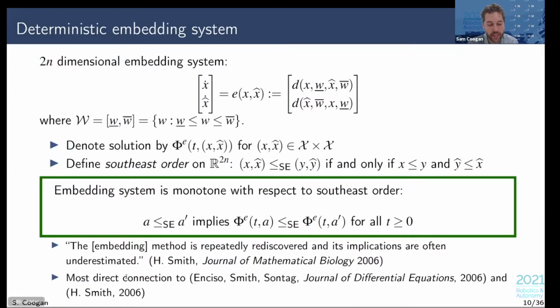For historical connections, this line of reasoning and this particular formulation of the embedding system has most direct connections to, I would say, these two papers. The first paper by Enciso, Smith, and Sontag is for the continuous time case, and this paper by Smith is for the discrete time case. It's worth mentioning that most of what I'm talking about today generalizes very naturally to the discrete time case, with some mild modifications to handle the change from continuous time to discrete time.